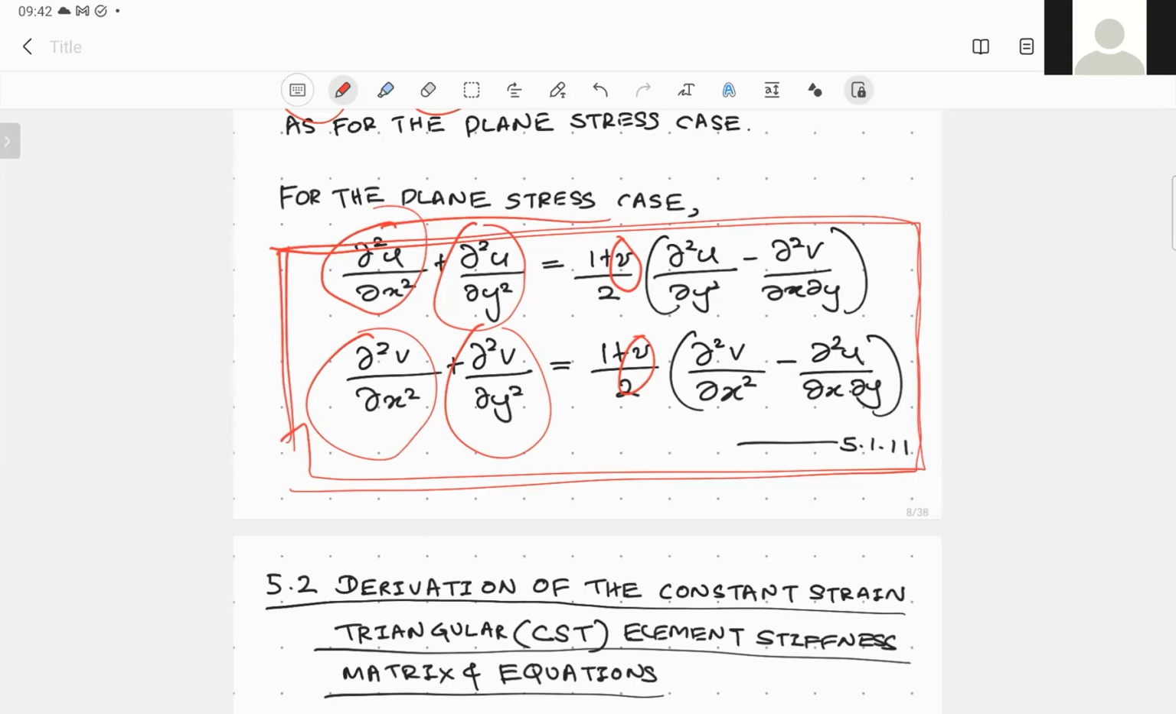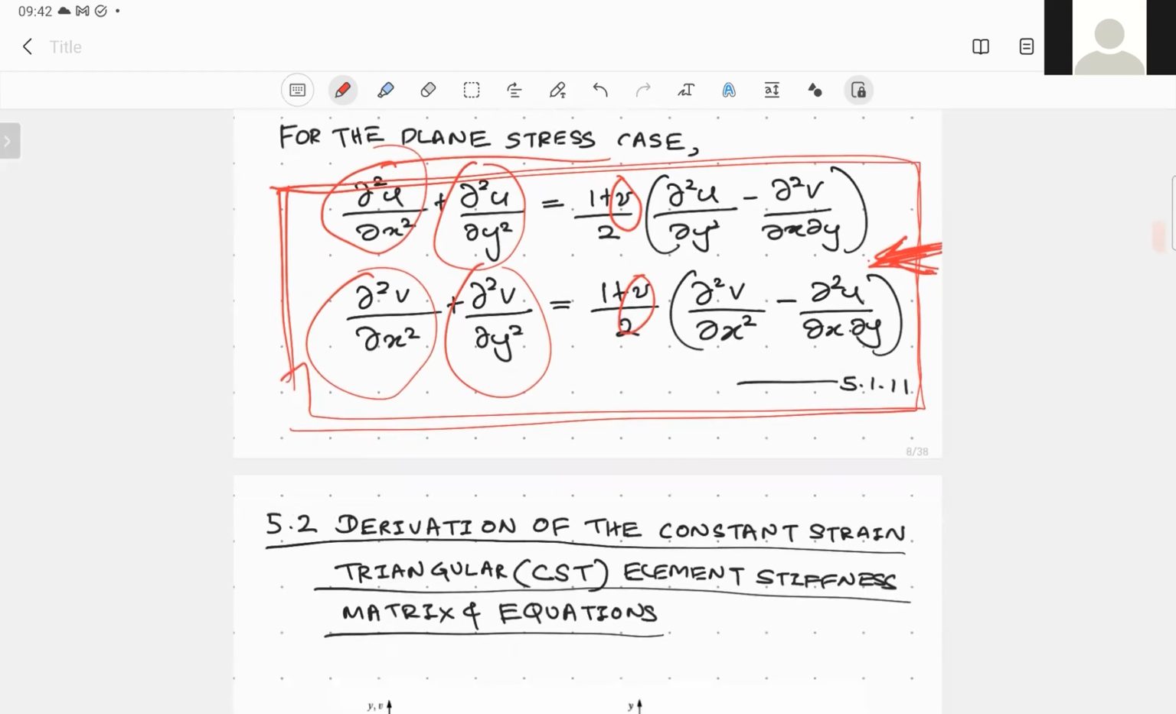So we will be needing these cases. That is why I just mentioned them beforehand. Sometimes you might be wondering how these things jumped up all of a sudden. So it's okay for you to assume that these equations are used to characterize plane stress conditions. And when we derive the stiffness matrix for a constant strain triangular element, we will be using these equations.